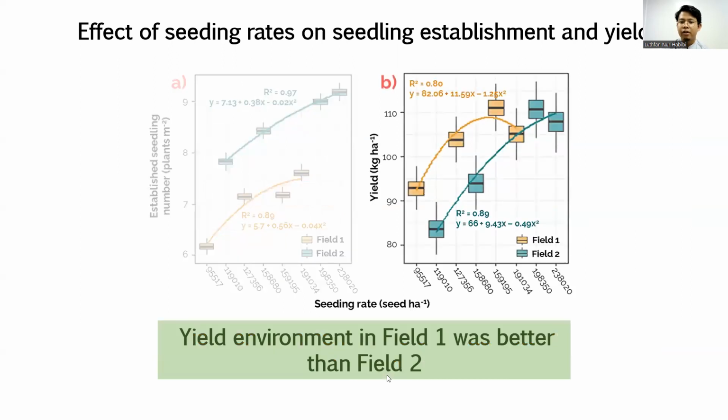However, in the second graph, the yield performance of field 1 was much higher than that of field 2, even at the low seeding rates. That indicates field 1 might have a better environment for yield than field 2. Other factors during the vegetative and reproductive stages that were not accounted for in our models might also significantly impact the final yield.